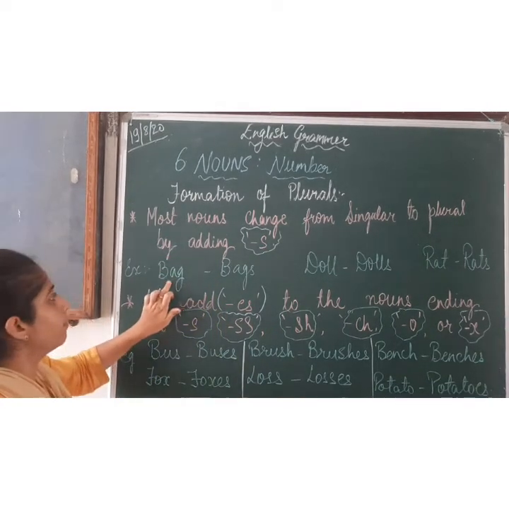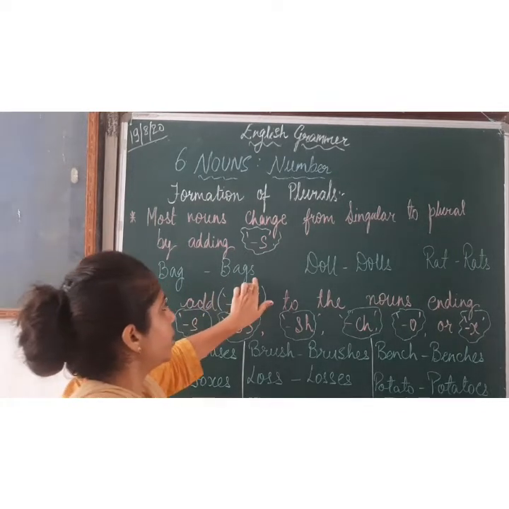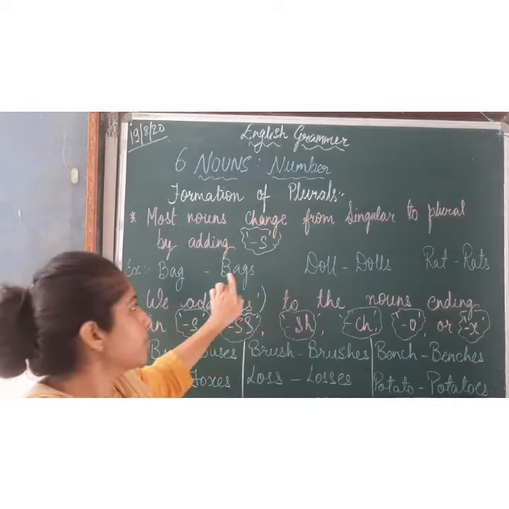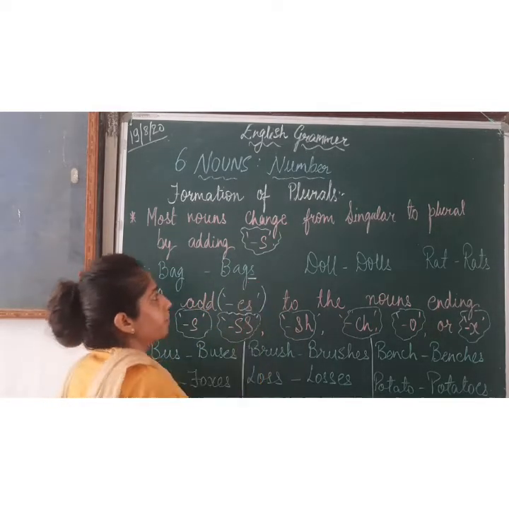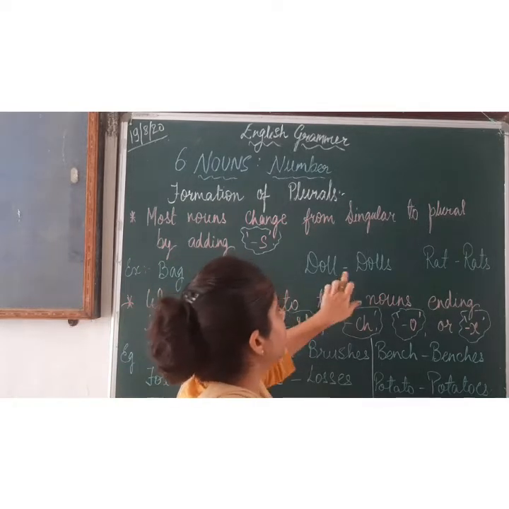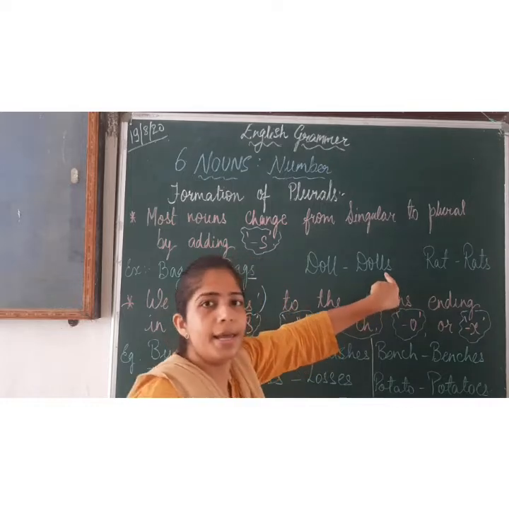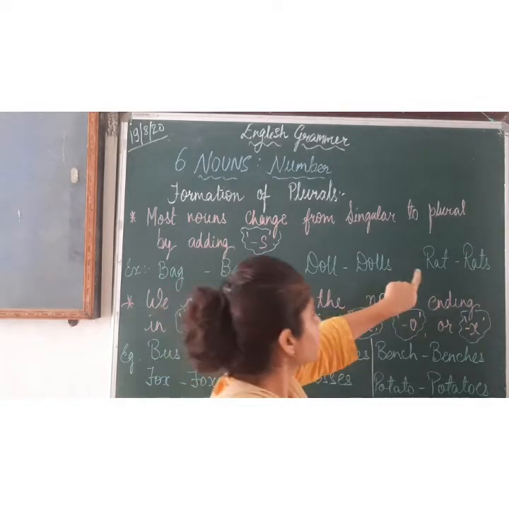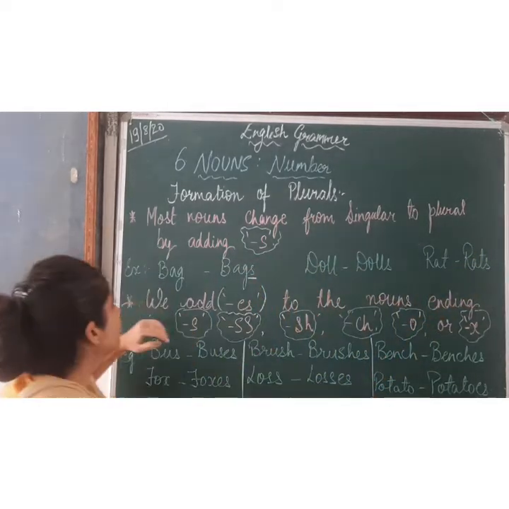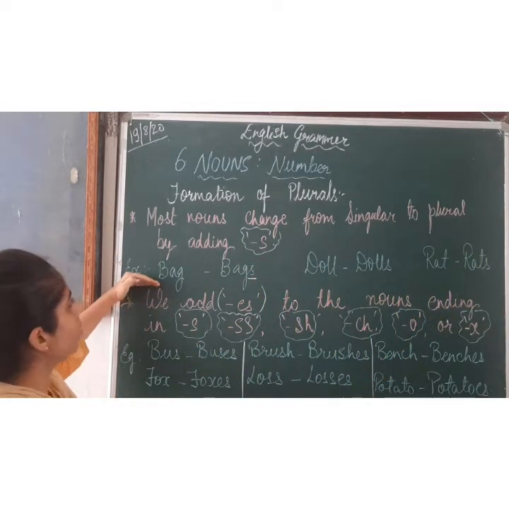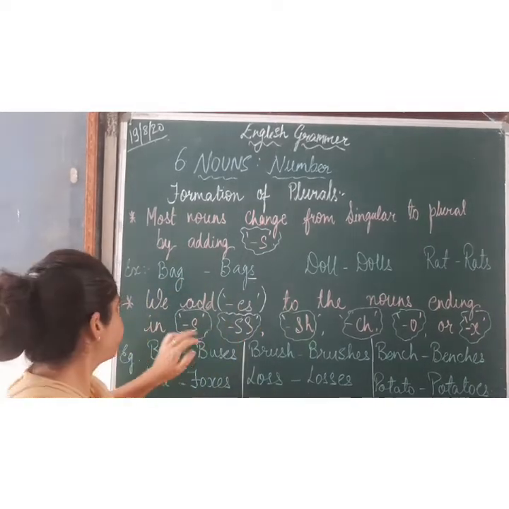See the examples. Bag. It is bag, bag. It will be bags, bags. To make this word plural, we will add only this s. Now doll. Doll will become dolls. Only we will add s to make it plural. Rat, rats. So in this nouns, we will add only s to make it plural.